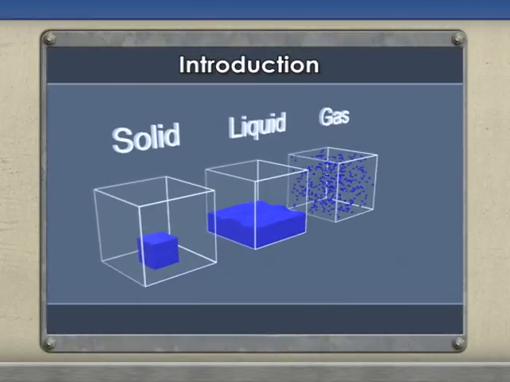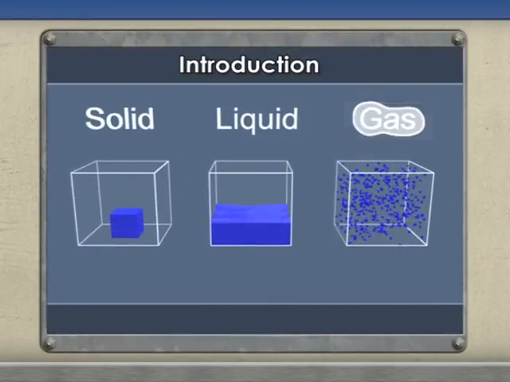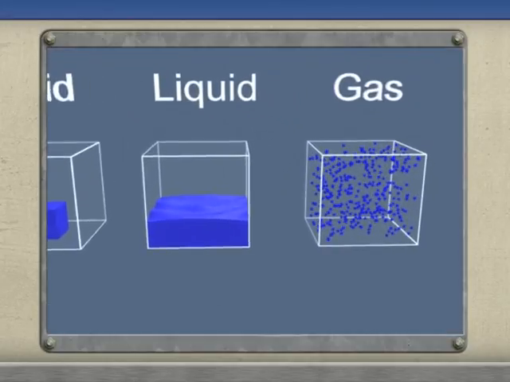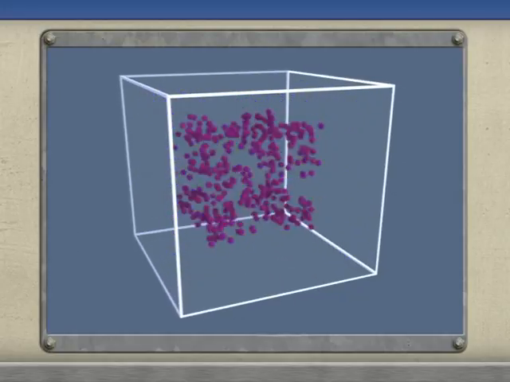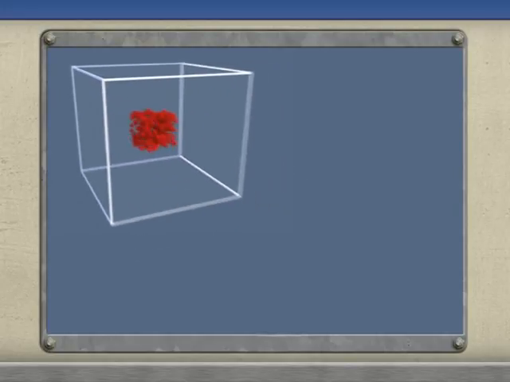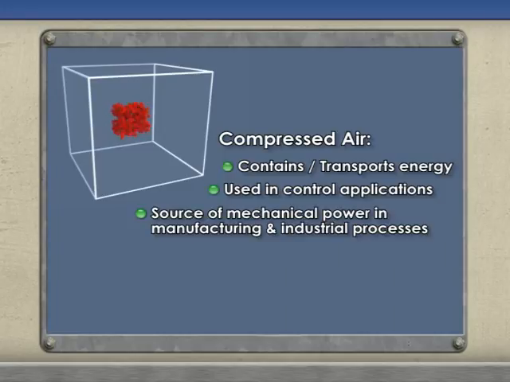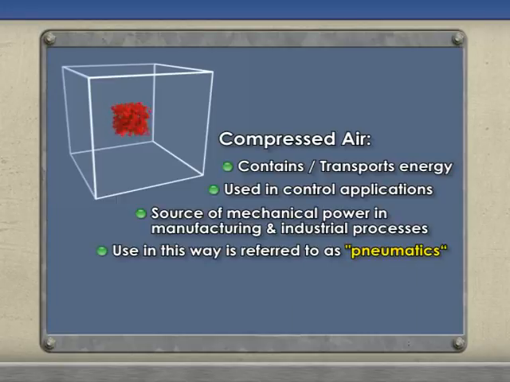The air that we live in and breathe is a gas. Due to the relatively open molecular spacing of a gas compared to liquids or solids, gases are highly compressible. Compressed air contains and can transport energy, and it is therefore a versatile medium frequently used in control applications and as a source of mechanical power in manufacturing and industrial processes. The use of compressed air in this way is referred to as pneumatics.